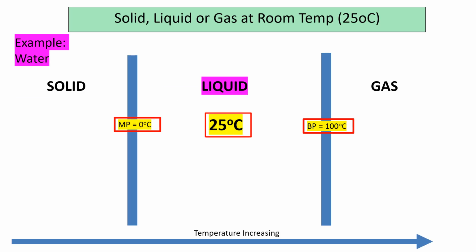Now before we look at the state of the halogens at room temperature, let's first look at an easier example, like water. Water has a melting point of 0 degrees and a boiling point of 100 degrees. That means if you are below the melting point, it will be a solid or ice. Between the melting point and the boiling point, it will be a liquid, and above the boiling point, it will be a gas. Room temperature is often quoted at 25 degrees. Therefore, water at room temperature is a liquid because 25 degrees falls in the middle of the melting point and the boiling point.